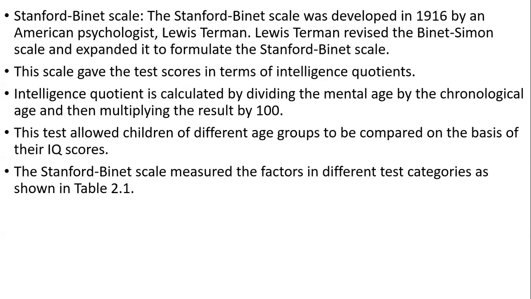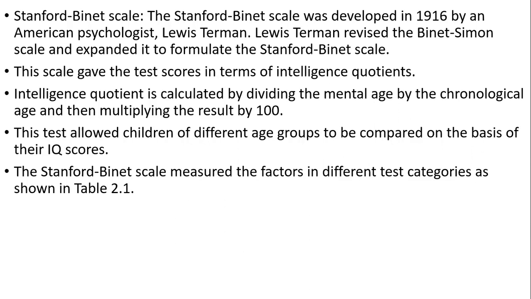Repeat, mental age is divided by chronological age and multiply by 100. We find intelligence quotient, IQ. Intelligence quotient is calculated by dividing the mental age by the chronological age and then multiply by 100. This test allowed children of different age group to be compared on the basis of their IQ scores. So according to their IQ scores, they are categorized as gifted, average, slow learners, idiots, right, like that.